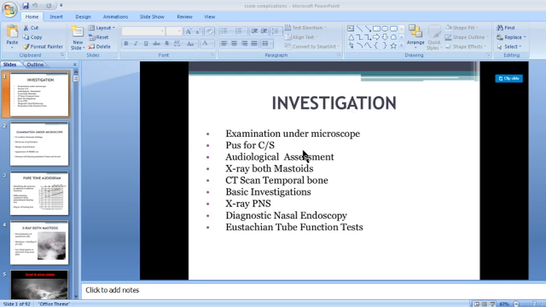So investigation, all this we were actually discussing, the X-ray in detail in the last class, right? So the first thing is examination under microscope. Let me maximize.